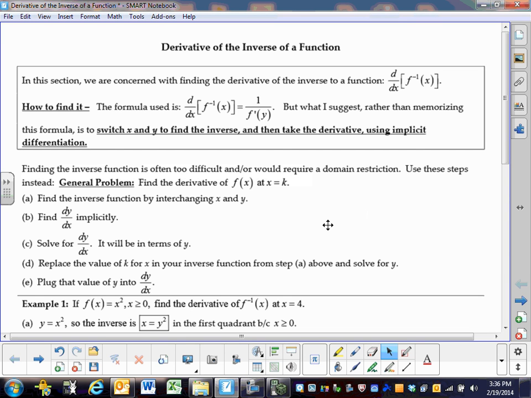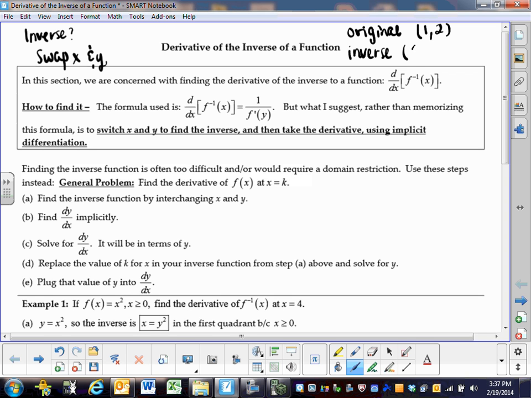Okay, today we're going to learn about the derivative of inverse functions, or inverses of a function. Remember when you were in Algebra 2 that the first thing you did when you wanted to find an inverse function was to swap x and y. That means if your original function had the point (1, 2), then the inverse function would have the opposite point, switching, so it's (2, 1).